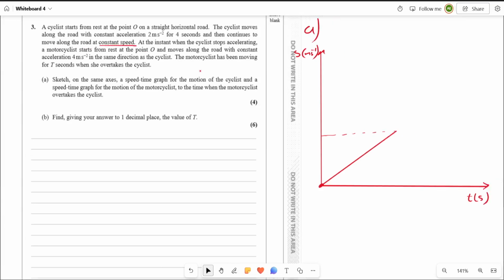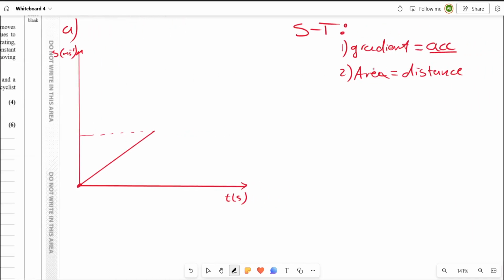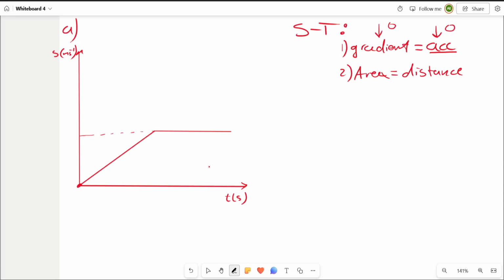Constant speed means what? Do I have any acceleration? No. So my acceleration is 0. So what does that tell me about the gradient? Gradient is also 0. And I know that the gradient is 0 when I have a horizontal line. So this is a horizontal line over here.